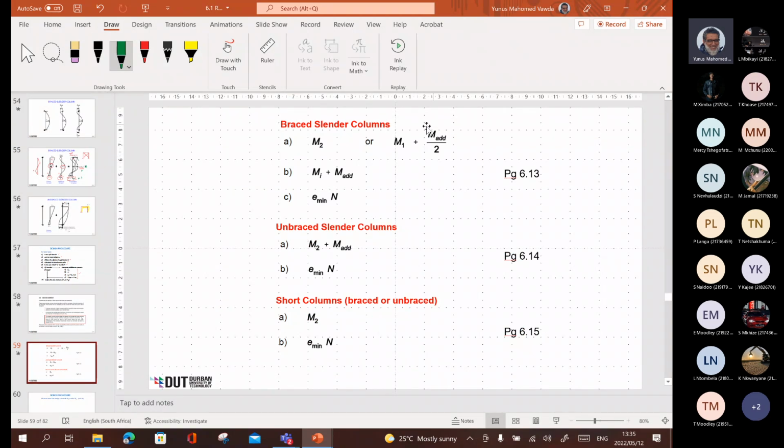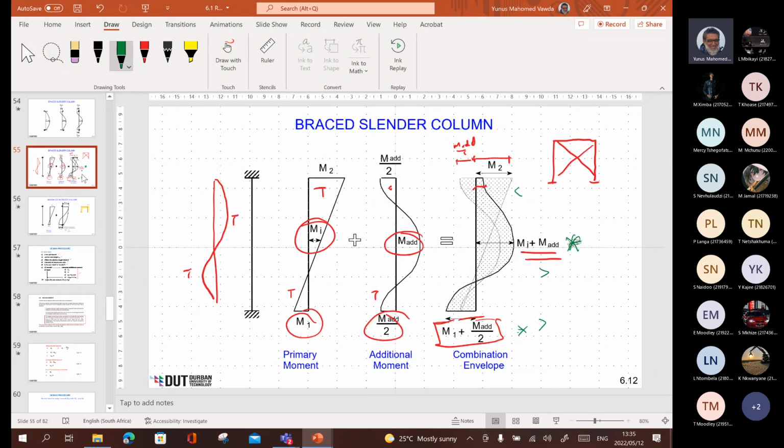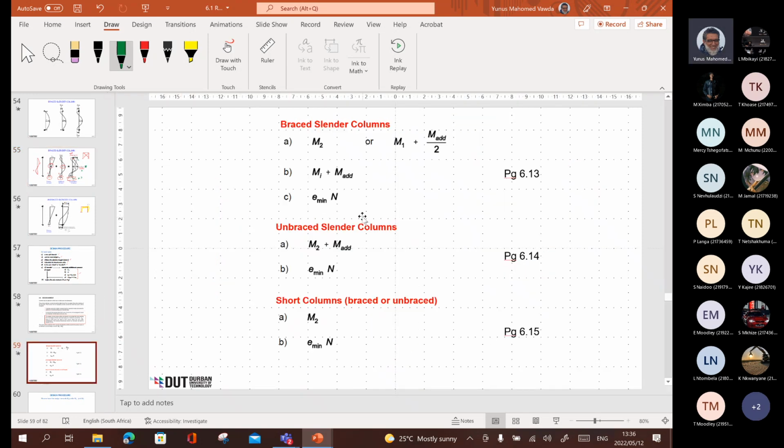M2 or M1 plus M add over 2, M1. Second case, M1 plus M add. So it's possible that M1 plus M add is more critical, or it's possible that e minimum times N is, which is obviously usually just a check that you're not going below the minimum moment.